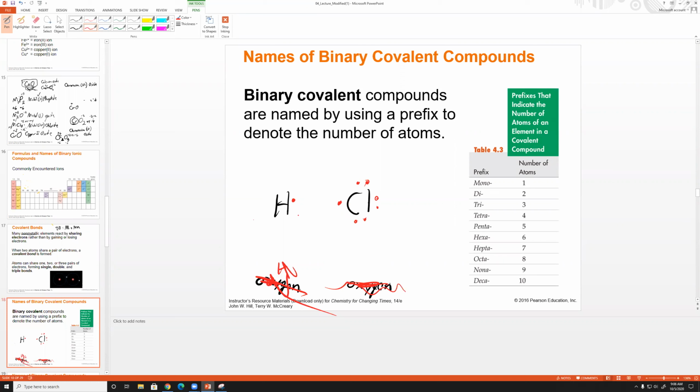Too bad there's no sodiums around or any metals. What do we do? All right, we'll share 1. If they share 1, then they're both happy. Hydrogen has 2. Chlorine has 1, 2, 3, 4, 5, 6, 7, 8. Good. And this is called hydrochloric acid. So yeah, that's pretty cool, right?